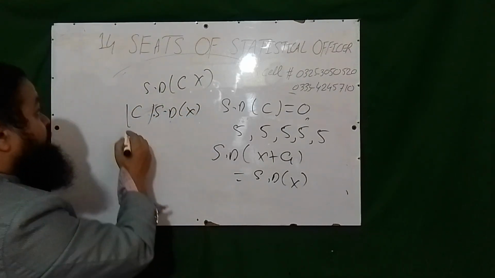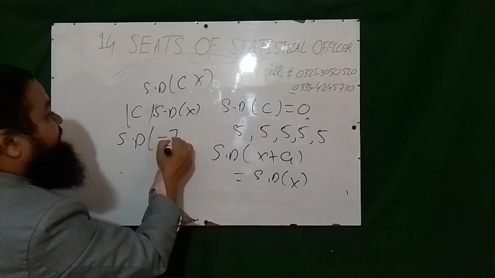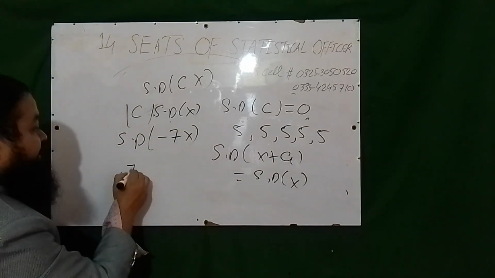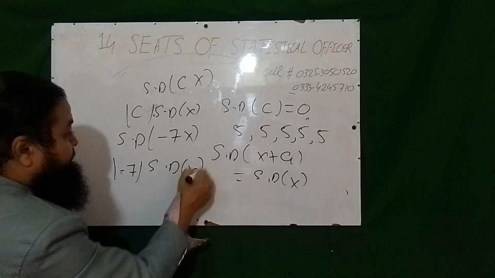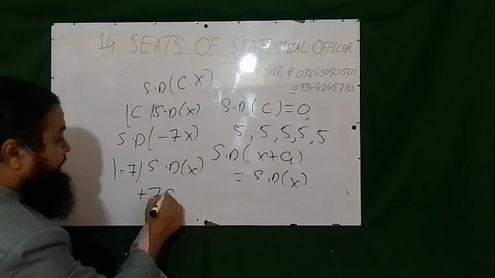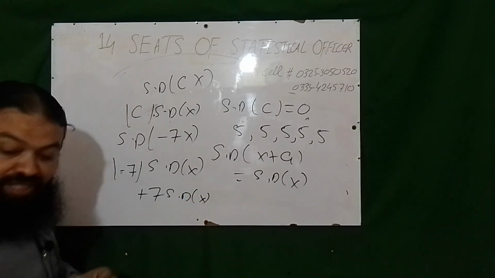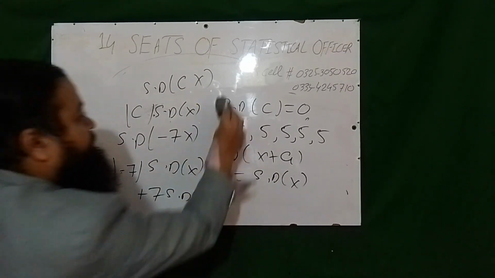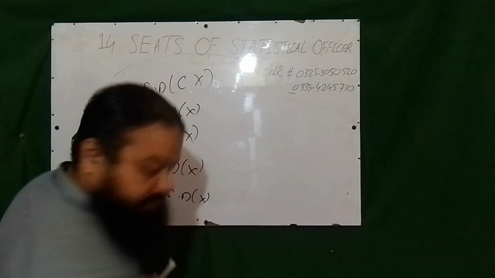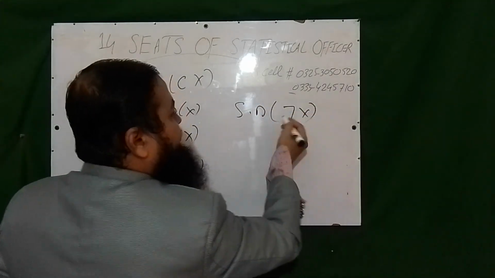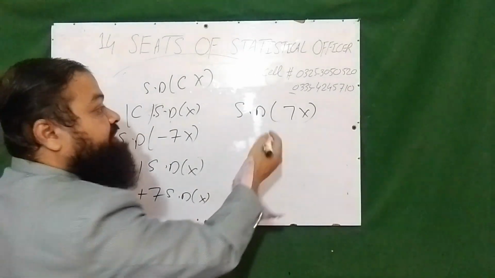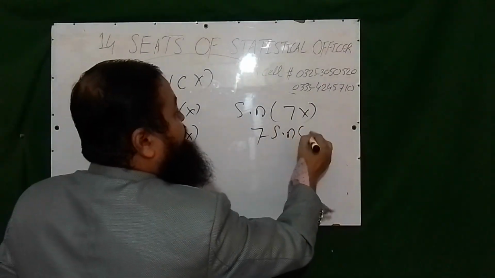And I will give you one more important concept: standard deviation of minus 7x. That will be modulus of minus 7, as I told you, times standard deviation of x. It means the last answer will be plus 7 standard deviation of x. And if they give you standard deviation of 7x, already positive, so that will be 7 standard deviation of x.